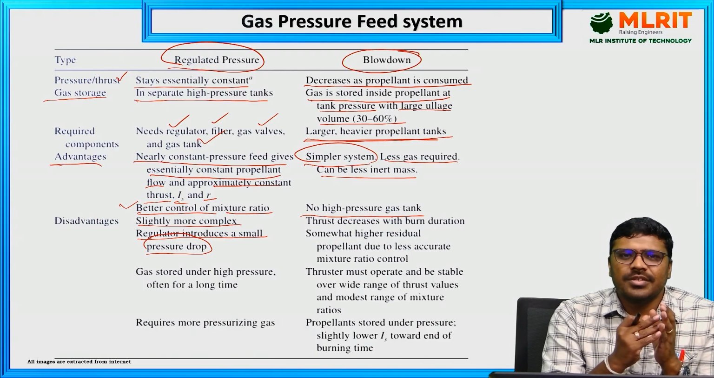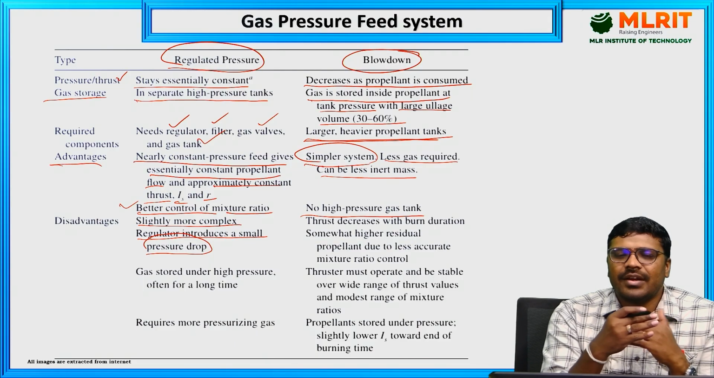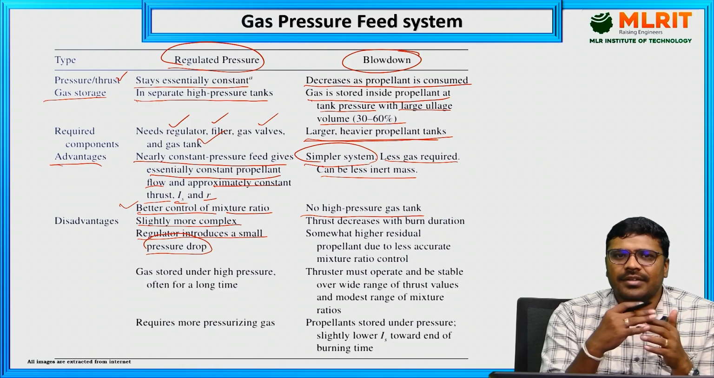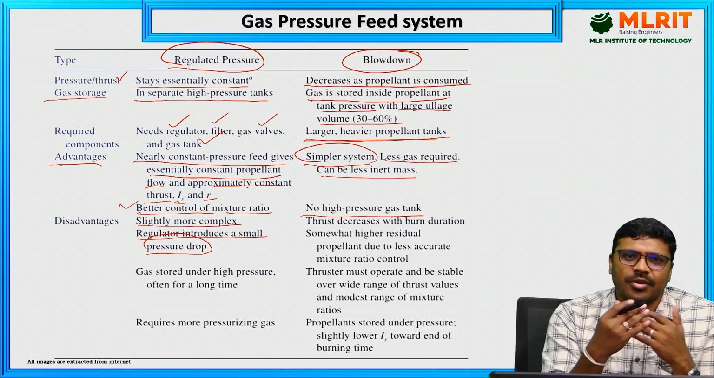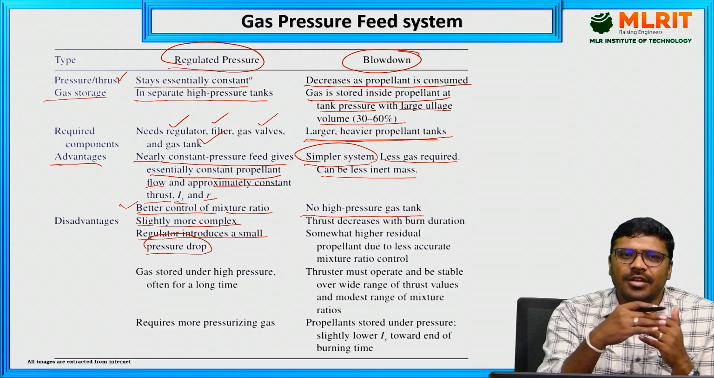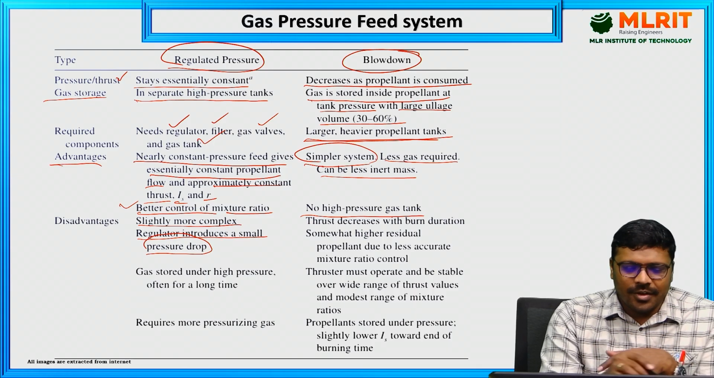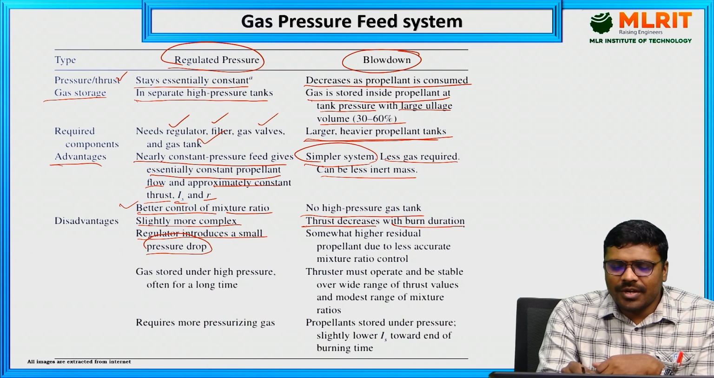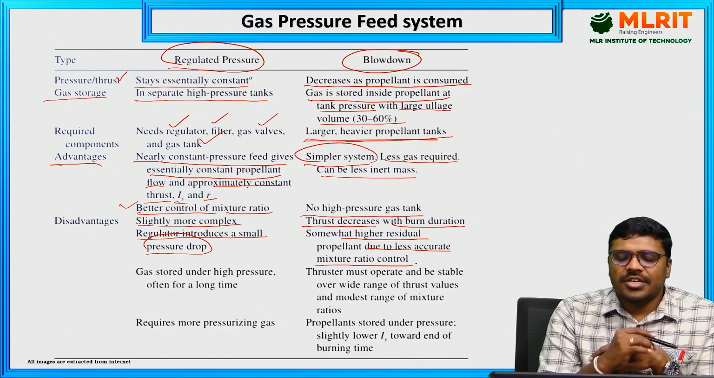So what we do is we have to correct that error while setting the pressure regulator. I have to calculate how much error is there, how much pressure drop is going to be introduced by the pressure regulator, and we have to increase the setting a little bit based upon our requirement. And here the disadvantage of blowdown: thrust decreases with burn duration, and there is high residual propellant due to less accurate mixture ratio control.